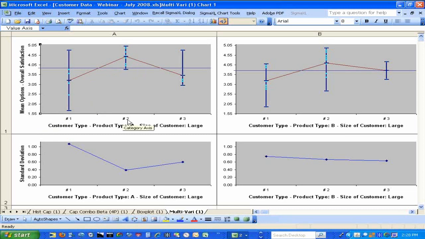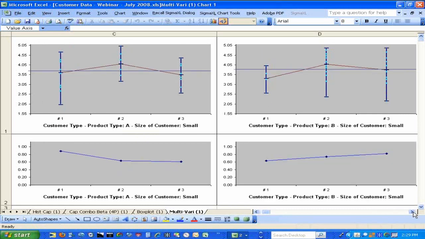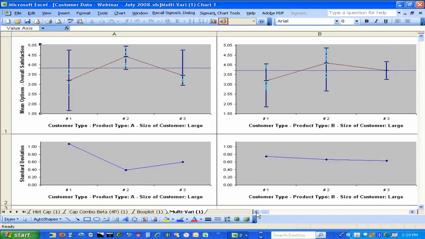So for customer type 2, product A, large customer, we're doing particularly well. And that's something that you would want to investigate and to understand. Perhaps these people have policies and procedures in place where they'll return phone calls within a half a day. Or they've made the process easy for the customers to place orders and address those items on the Pareto chart. But again, with the multi-vari tool, you can scroll across, and there's just a lot of information being presented here. So again, this is for continuous Y data and discrete X data.